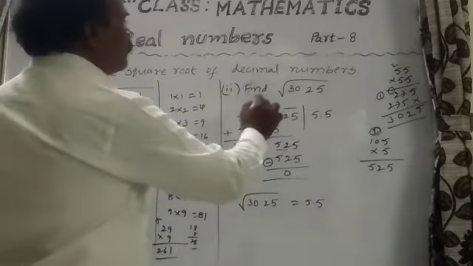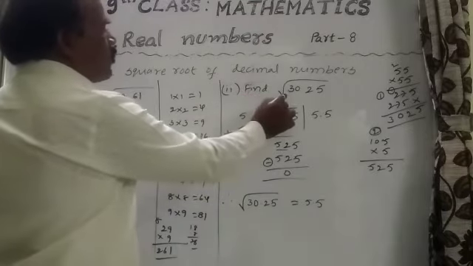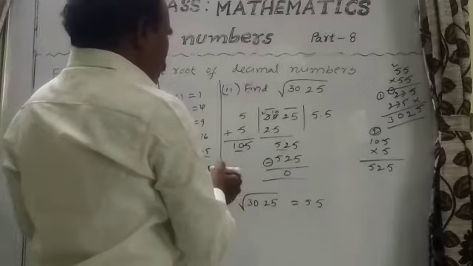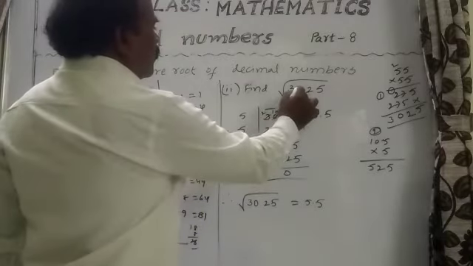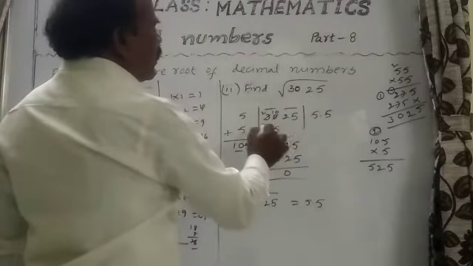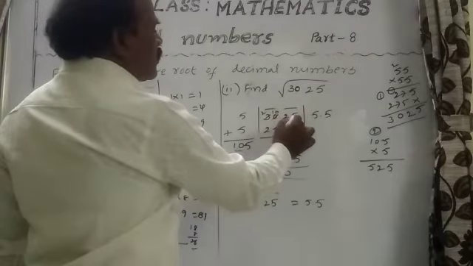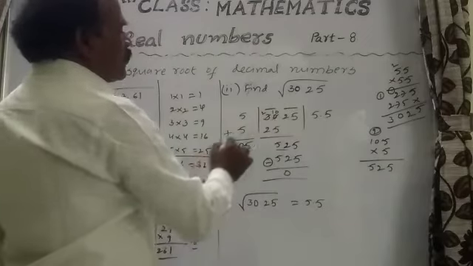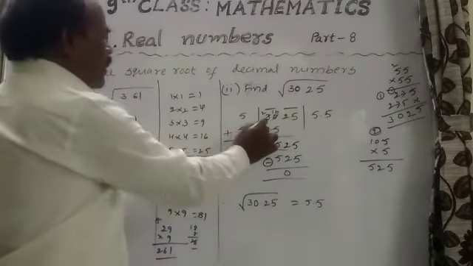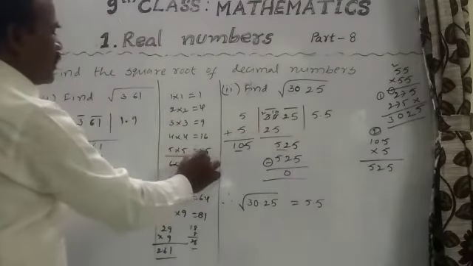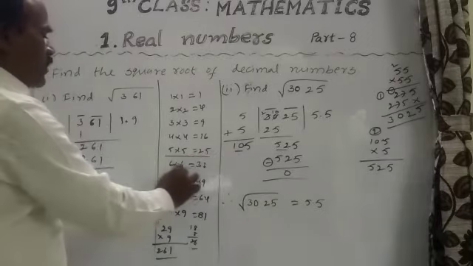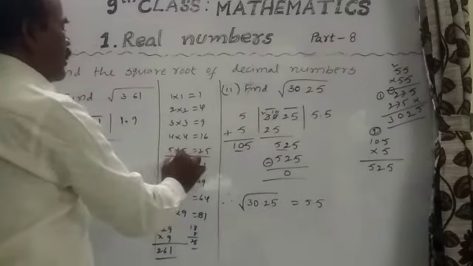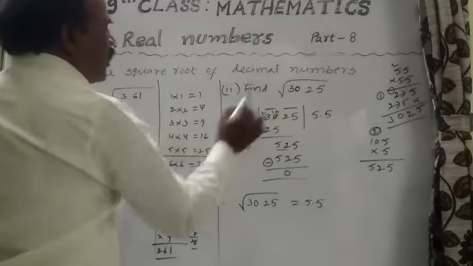Second example. Find the square root of 30.25. Here, how many digits are there? 4 digits. That's why we will take 2 pairs. One pair is 30. This 30 is in the 5 5s, which is 25. 6 6s, 36, is greater than 30. That's why we will take 5 5s is 25.